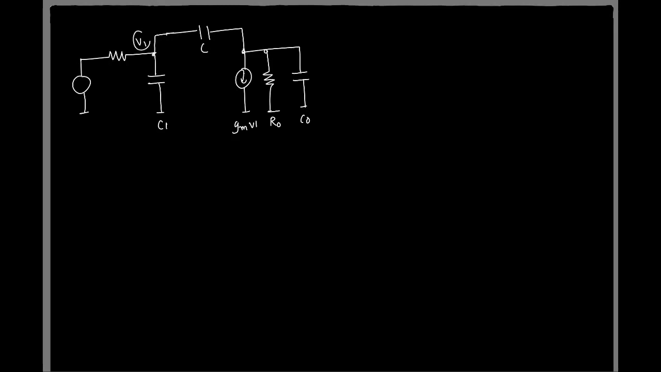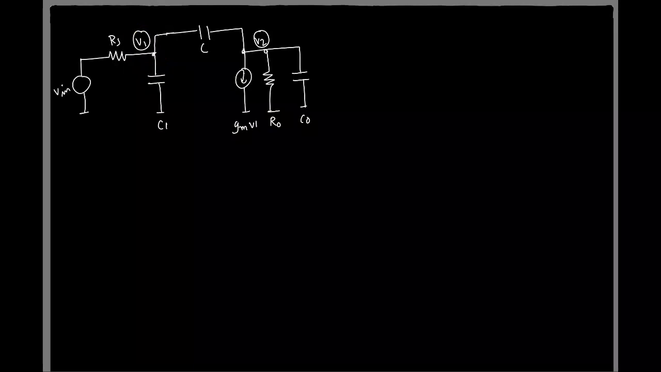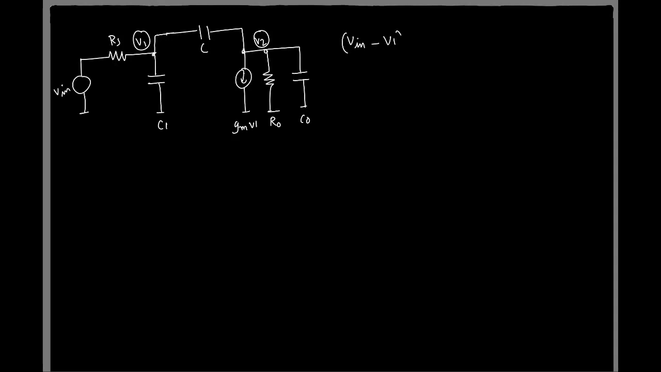C1, C, and this is V1, this is V2. Okay. So same old calculations, we'll have to use KCL. So if I apply KCL at this node, what do I get? This node. What is it? Vin minus V1 by RS, I'll write as GS.